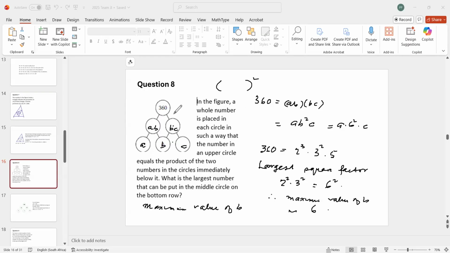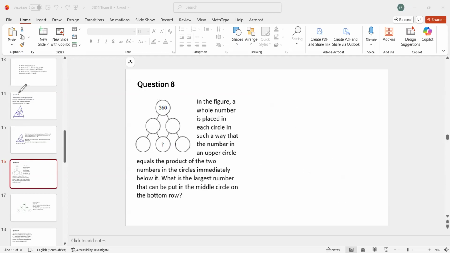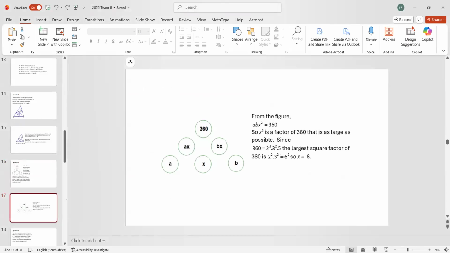Okay, and if you check it out, if B is 6, then you can see A times C is 10, and you can put some numbers there, and you will be able to get to 360 eventually. Okay, so let's just check to see whether our answer that we had written earlier on. Oh, okay, so it's very similar to this. And you can see x is equal to 6. So the largest possible value, I called it x here, is going to be 6.